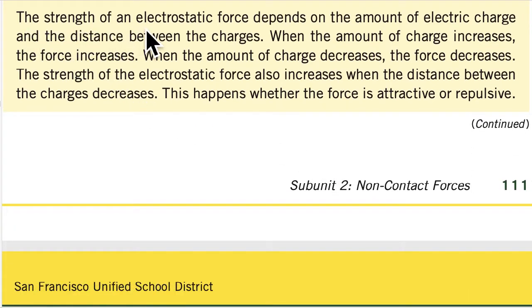The strength of an electrostatic force depends on the amount of electric charge and the distance between the charges. When the amount of charge increases, the force increases. When the amount of charge decreases, the force decreases. The strength of the electrostatic force also increases when the distance between the charges decreases. This happens whether the force is attractive or repulsive.